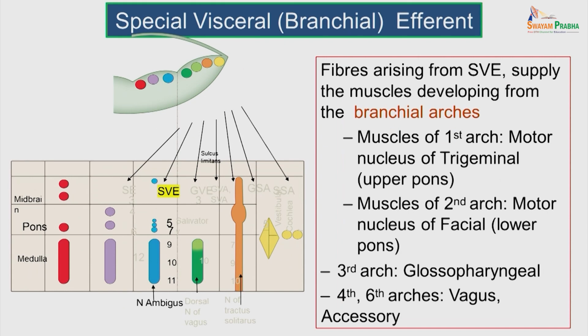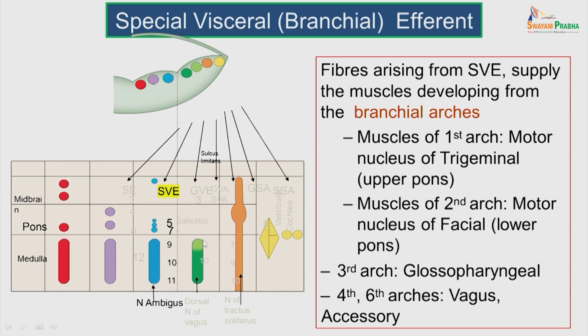Next column is the special visceral efferent. As I said, it is the pharyngeal arches; the fibers from this special visceral efferent supply the muscles developing from the branchial arches. The muscles of the first arch, that is the motor nucleus of trigeminal nerve, is in the pons. Then the muscles of the second arch, that is the motor nucleus of facial, in the lower part of the pons. Then the third arch, the nerve is the glossopharyngeal, in the medulla. Fourth and sixth arches, you have the vagus and the accessory, again present in the medulla.